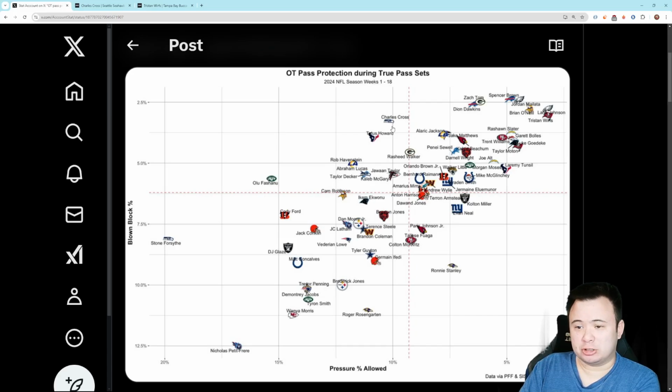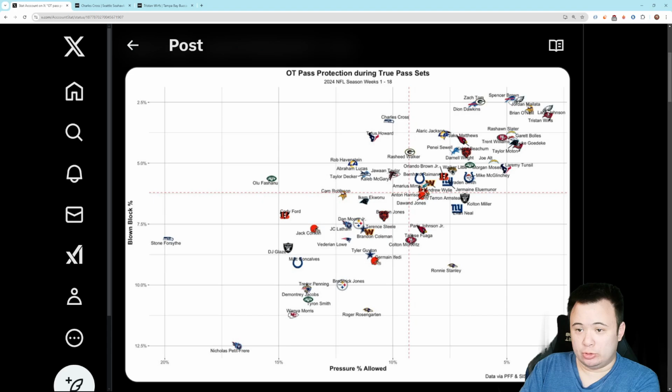And then we get to Charles Cross here. And this is the main reason why I'm making this video. Charles Cross has one of the lowest blown block percentages in the NFL this recent season. In fact, the only players that had a lower blown block rate on true pass sets than Cross were the 2 Buffalo tackles, Zach Tom, Maitaya, Brian O'Neill, Tristan Wirfs, and Lane Johnson.